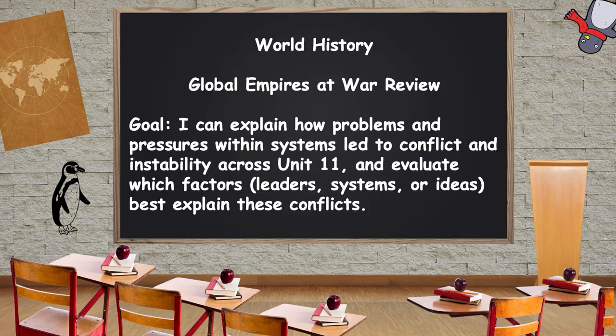Okay, let's do a quick review here of this unit of global empires at war. The goal here for you is to be able to explain how problems and pressures within systems led to conflict and instability all across Unit 11, and to be able to evaluate which factors, right, leaders, systems, or ideas best explain why these conflicts happened.